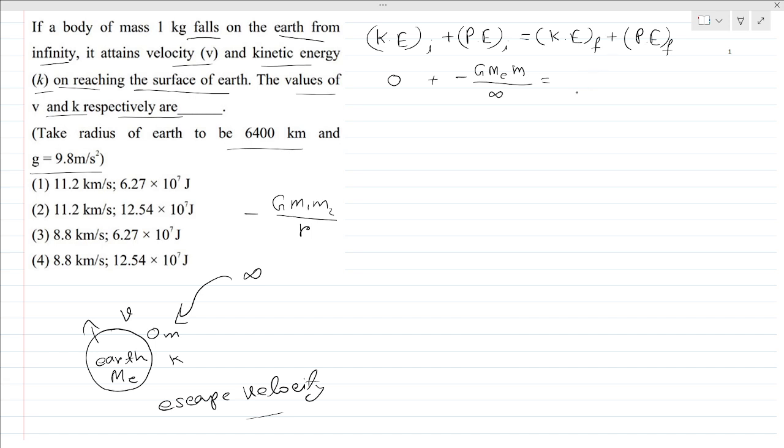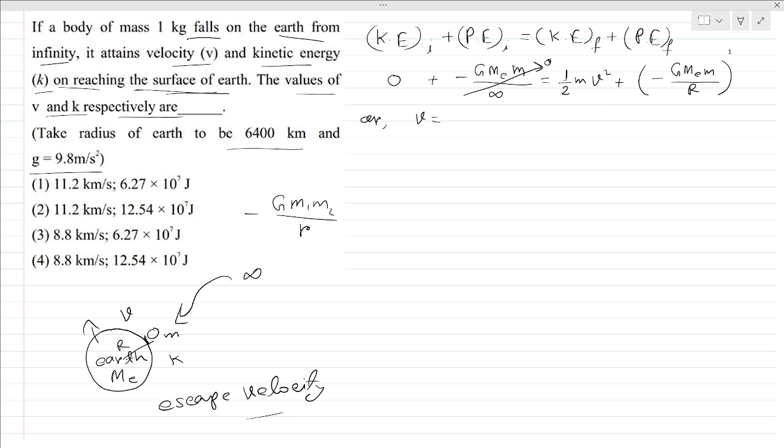Equals, after reaching the earth it has a velocity v, so we write half m v square plus minus G Me m. Now it is given in the question that it is reaching the surface of the earth, so at this position r is nothing but the radius of the earth, capital R. Now we are going to write the expression of v in terms of the other quantities given here. This quantity will be 0 since 1 by infinity is 0.